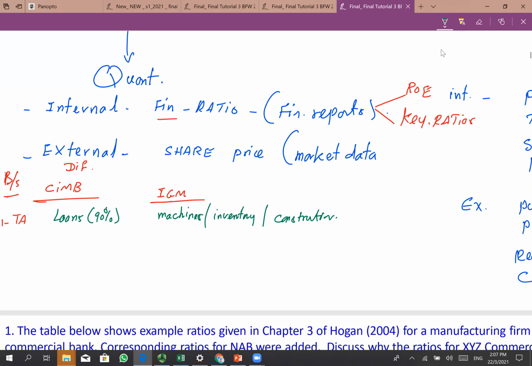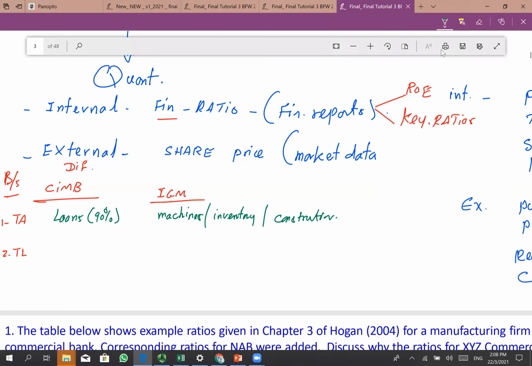Now talk about the liabilities, total liabilities. 90% of those total liabilities are the deposits.